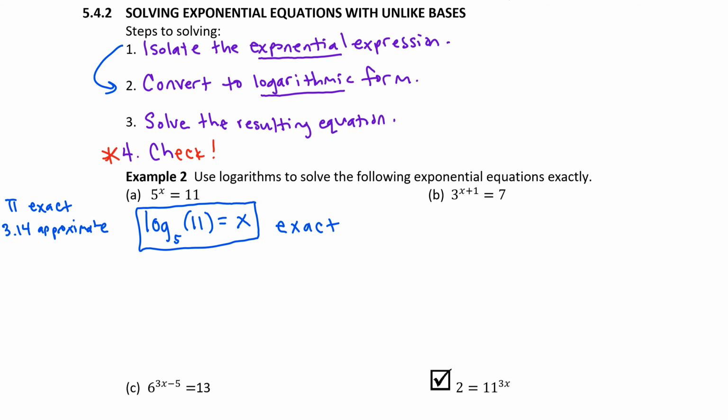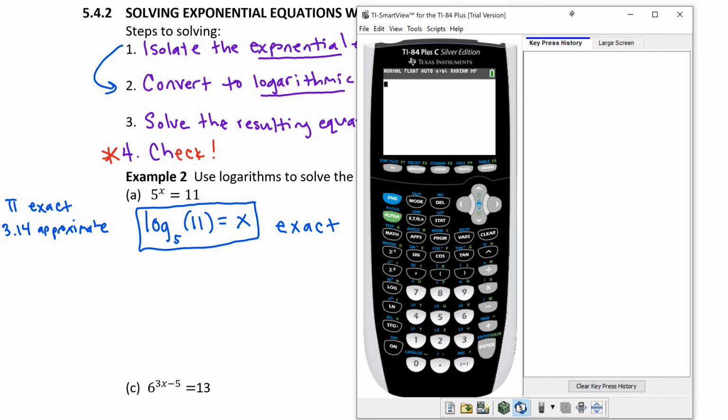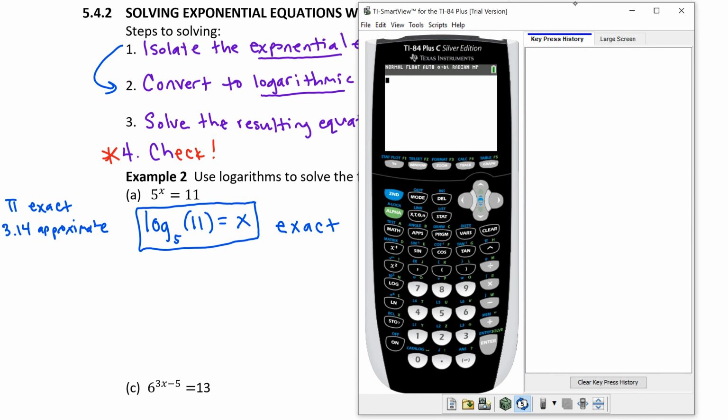Now, I'm going to teach you something new on your calculator. You may already know this. If you don't, it's going to be good news. We can evaluate this logarithm with our calculator. So we're going to approximate log base 5 of 11.